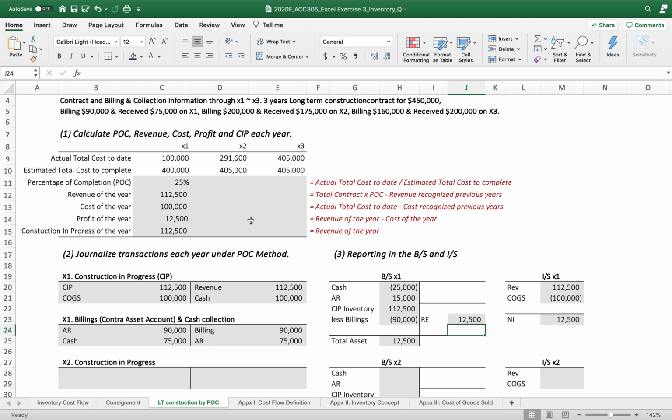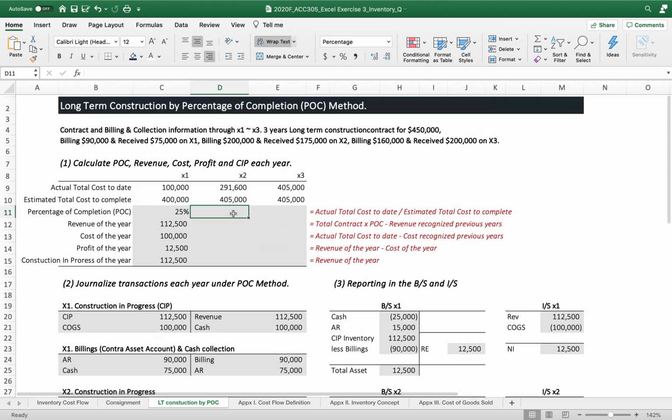Okay, then let's jump into year two. Year two, what is the percentage of completion? Percentage of completion is 72%. The company completed this construction to the date of the end of year two. So for 2 years, they completed 72%.